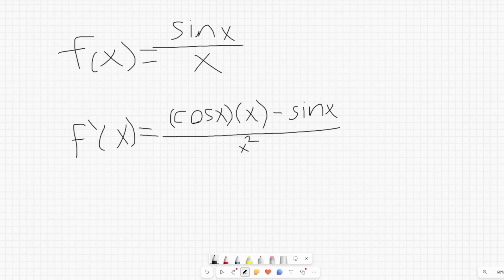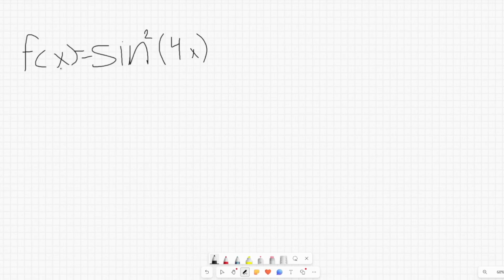It was pretty simple. Okay, now let's do another one. This time we have sine squared of 4x. All right, so f of x is equal to sine squared of 4x. So what we want to do is get the derivative of the outside first. Pardon me, actually, that's wrong. We want the derivative of this, then this, then this. So it's 3 parts. We have to apply chain rule here.